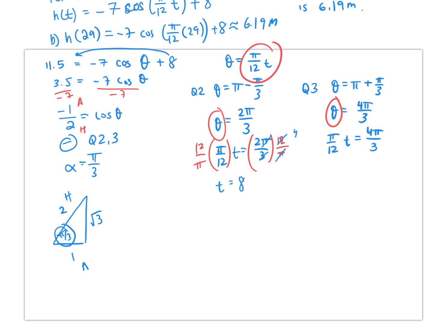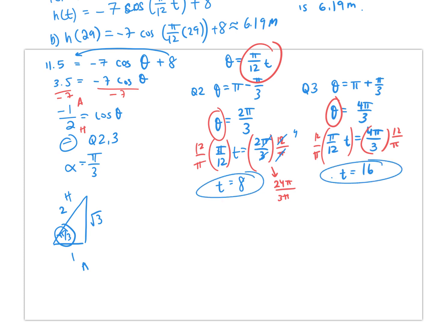Now, if you didn't want to simplify the way I did, you're more than welcome to actually do the multiplication. So it'd be 24 pi over 3 pi. And here you'll see, oh, the pi's canceled out. 24 over 3 is 8. That's perfectly fine as well. And then I'll do the same thing on the other side. I'll multiply by 12 over pi. And the pi's will cancel out again. And if I clean this up, I will get 16 seconds. So those are the first times in the first cycle.